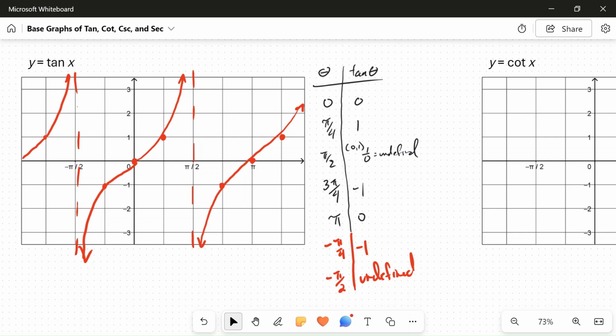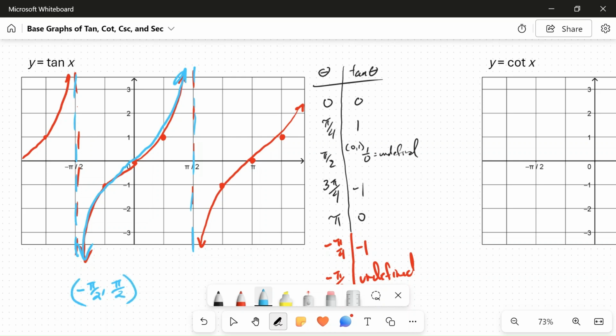So how much of this graph do we need to keep in order to sort of copy and paste it and get the whole thing? Okay, and so if we look here, if we went from negative pi over 2 to positive pi over 2, that's only a length of pi. We get this increasing graph, and that graph, if I copied and pasted that to the right, I get the same thing from positive pi over 2 to 3 pi over 2. And I would get the same thing over and over again. So I really only need to keep the graph from negative pi over 2 to positive pi over 2. This is the 1 period interval, okay?